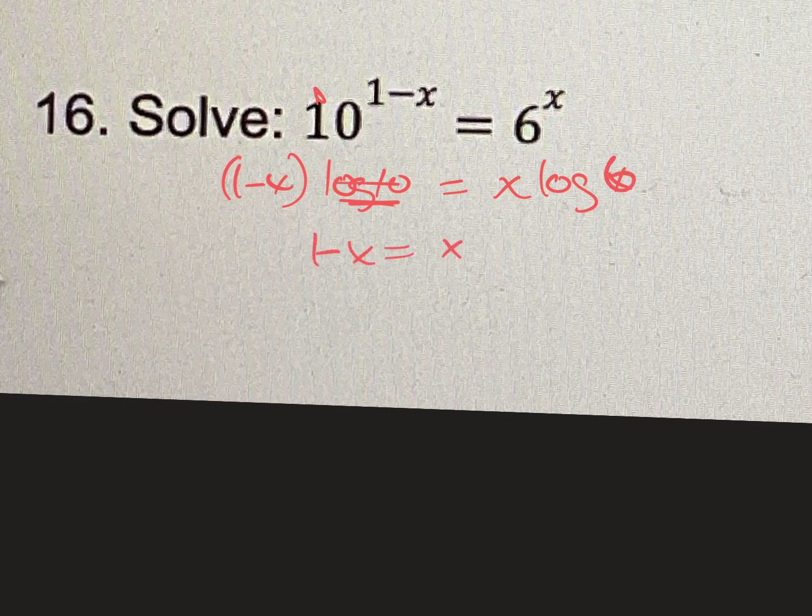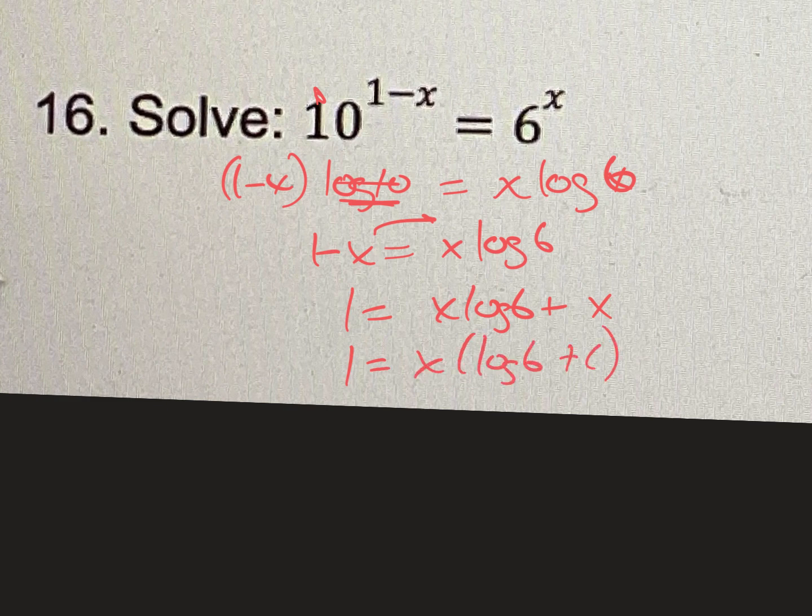That should be a 6 right there. Log 6. I need to get my x's together, so I'm going to leave the 1 over here and go x log 6 plus x. I'm bringing that x over. Let's factor out the x here, which leaves log 6 plus 1. So x is going to equal this. X is going to equal 1 over log 6 plus 1.